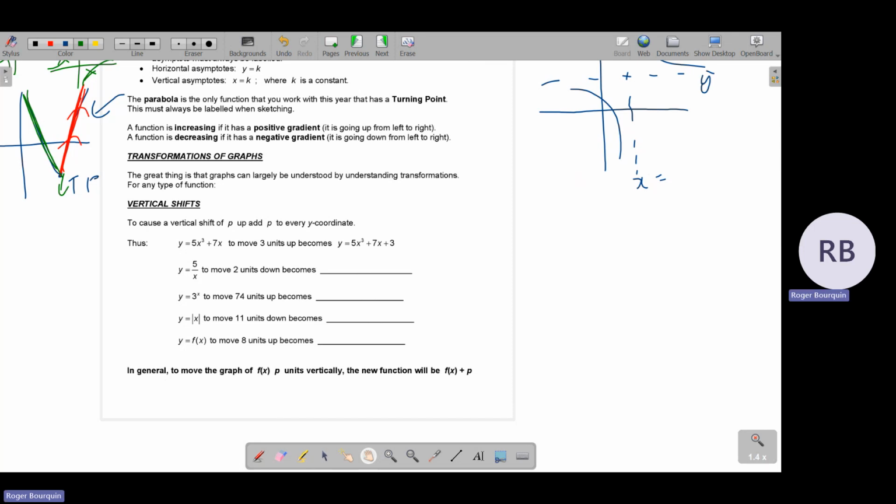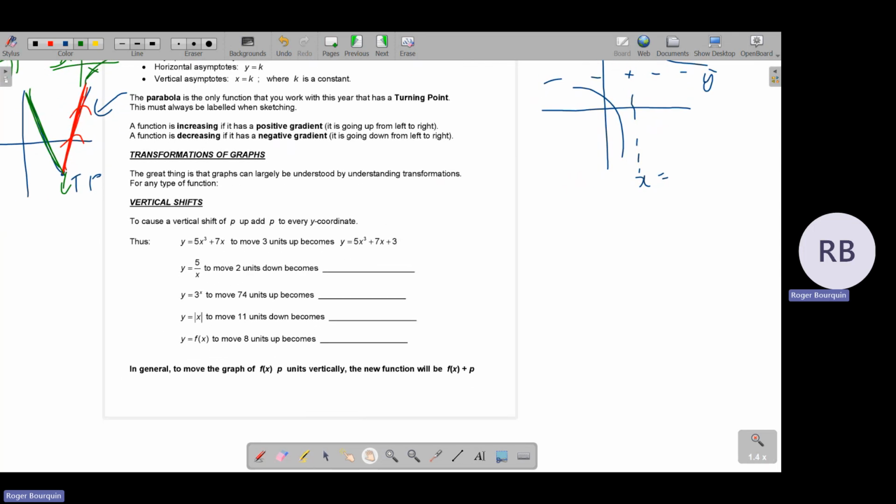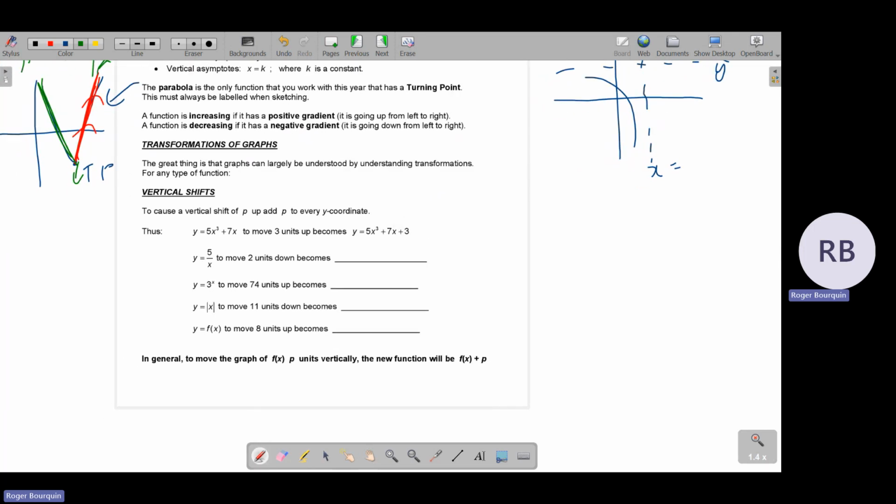So if I had y is equal to 5x cubed plus 7x, and I wanted to move the whole graph 3 units up, I simply add 3 to the end. Because what happens then? Every Y coordinate is 3 more than it was before. And if a Y coordinate is 3 more than it was before, that point moves up by 3. So the same logic works for all graphs. I'll show you something on this. So try to finish the rest of that page.